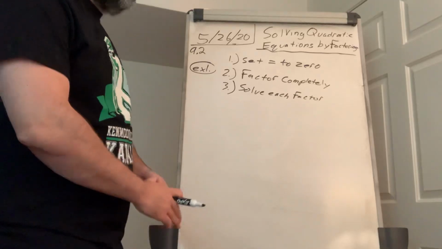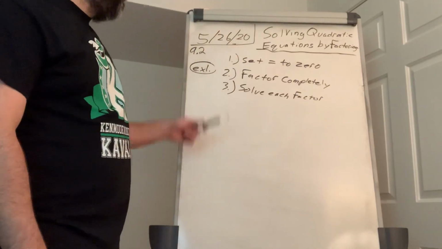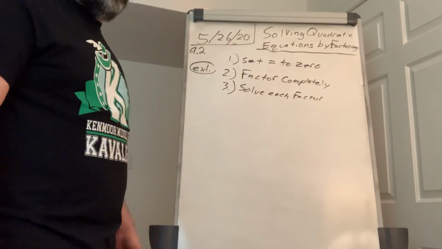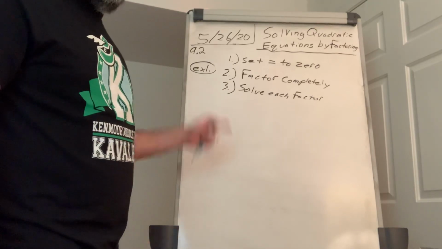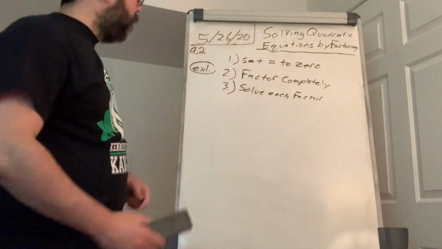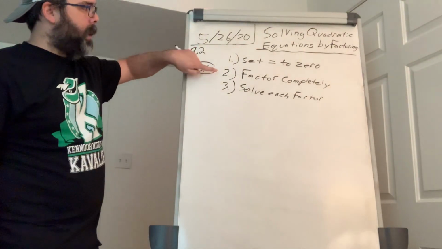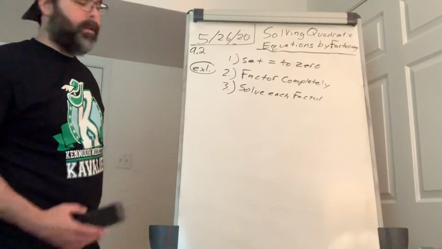All right. So let's do one of these. So maybe take a screenshot or take a picture of this at home or whatever, if you're live. I'm going to erase this. Set equal to 0, factor completely, solve each factor.